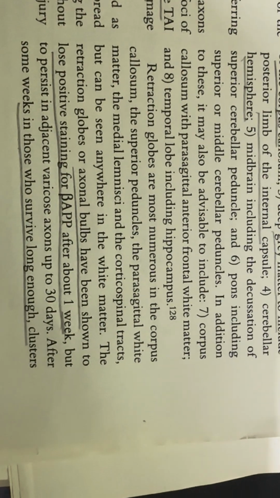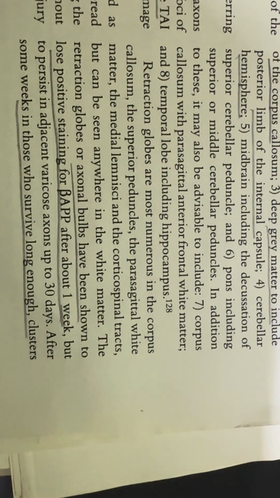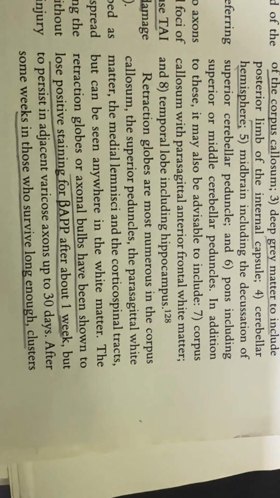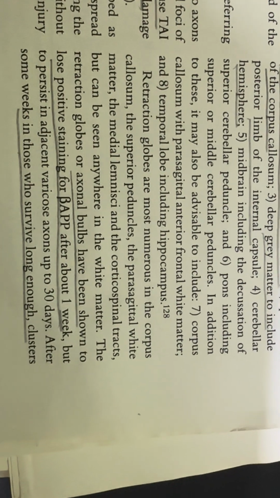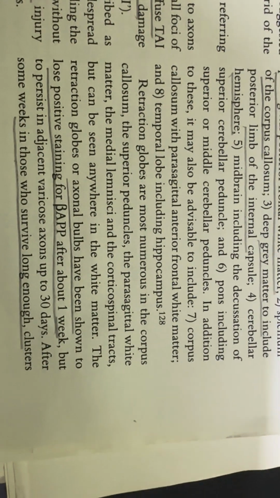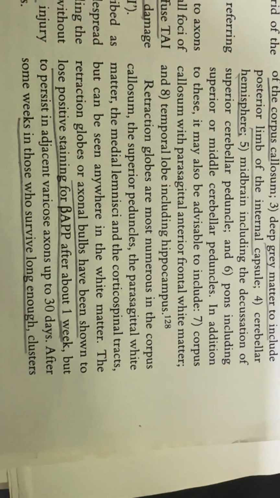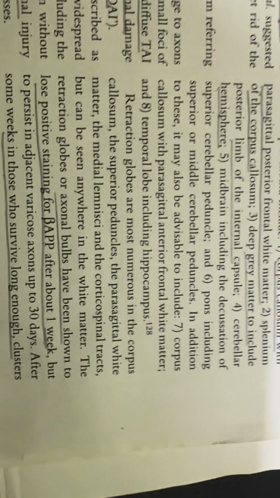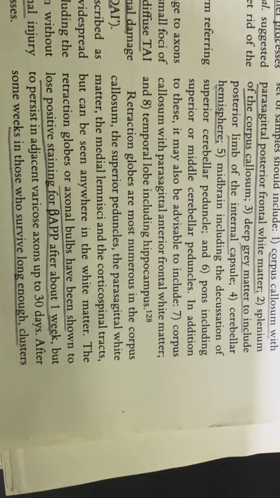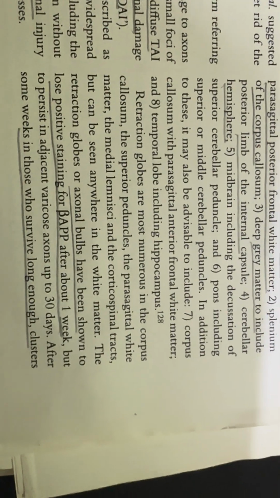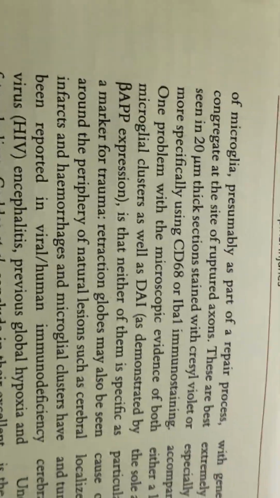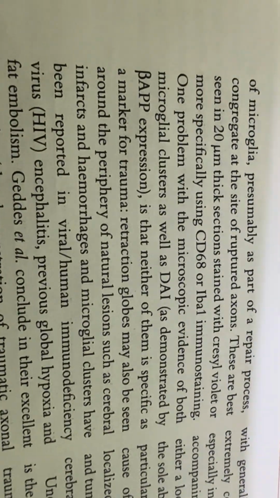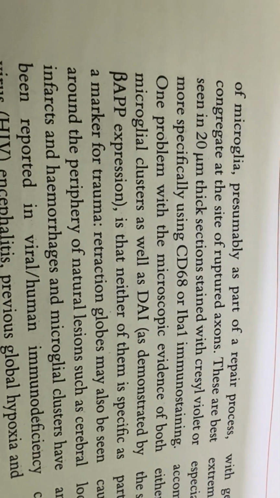Retraction balls are most numerous in the corpus callosum, the superior peduncles and parasagittal white matter, medial lemniscus and the corticospinal tract, but can be seen anywhere in the white matter. The retraction balls or axonal bulbs have been shown to lose positive staining for beta amyloid precursor protein after about 1 week, but to persist in adjacent varicose axons up to 30 days. After some weeks, in those who survive long enough, clusters of microglia, presumably as part of a repair process, congregate at the site of the ruptured axon.